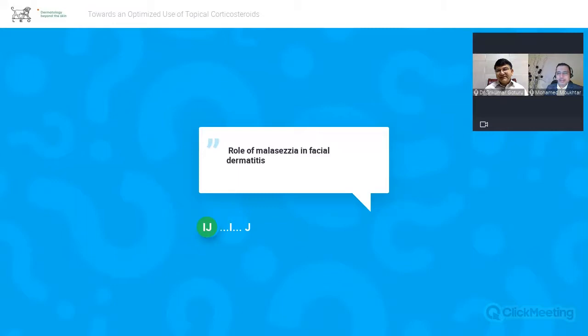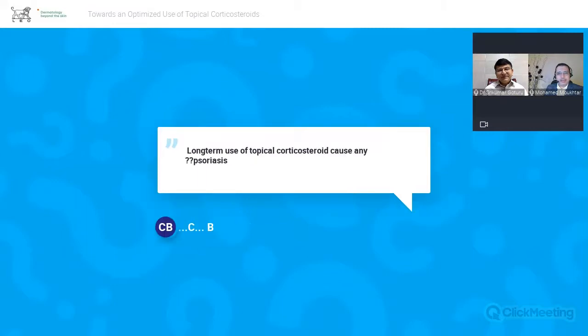Thank you, doctor. We have another question, which is regarding the long-term use of topical corticosteroids. Is this considered a cause for psoriasis? The question is interestingly worded. I would like to put it like this. Can atopic dermatitis convert into psoriasis? The jury is out. Interesting, yes.